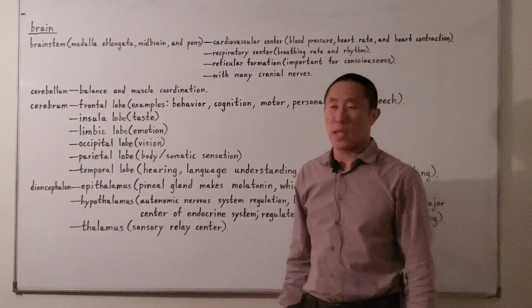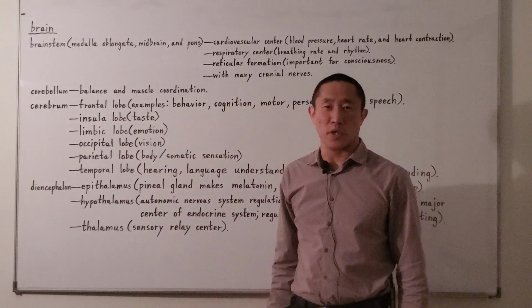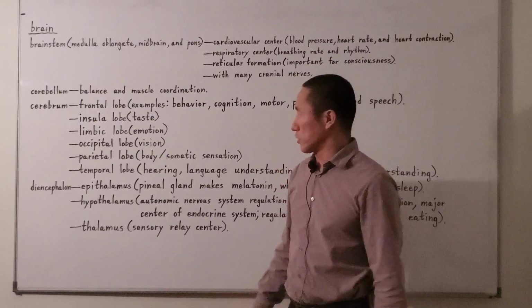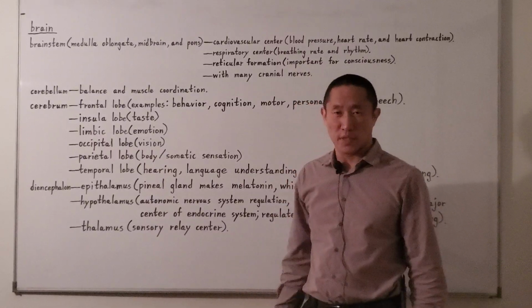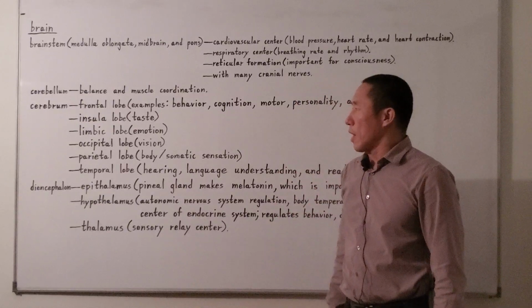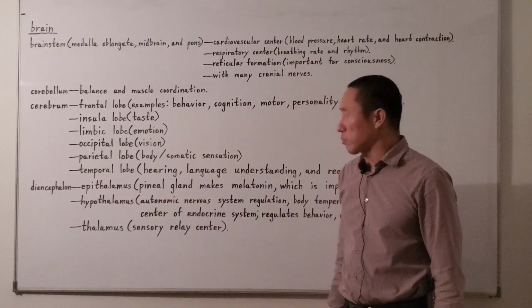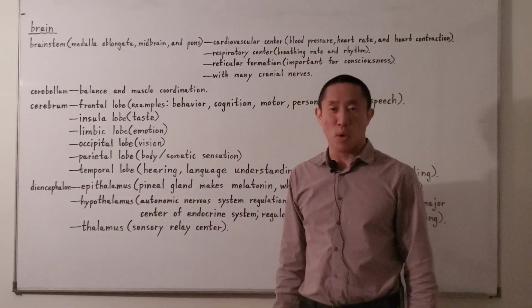Now, how can you remember that? Just look at the word insular right here. Insular sounds like sugar. So sugar is tasty. So just remember insular lobe is for taste. Now, for the limbic system, the limbic lobe, it is important for emotion.